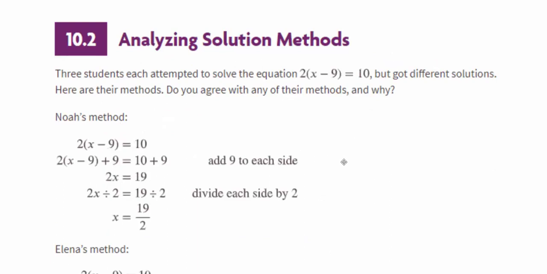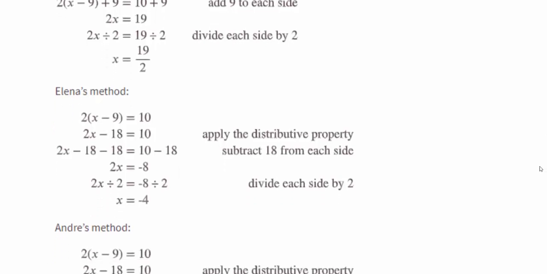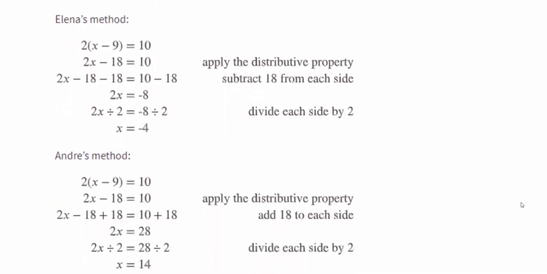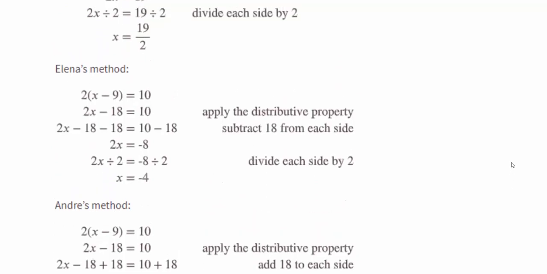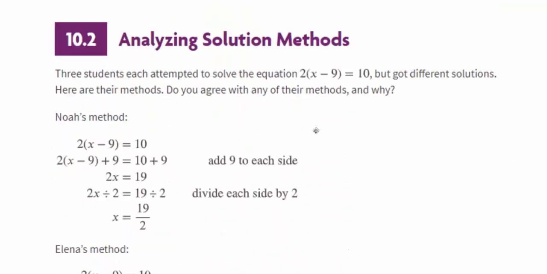So let's look at 10.2. 3 students each attempted to solve the equation 2 times the quantity of x minus 9 is equal to 10. But they got different solutions. So here are their methods. We have Noah's method, Elena's method, and Andre's method. So we're going to go through these one by one and analyze what they did. So let's see what Noah did first. Noah, since he was thinking since you're subtracting 9, he's going to add 9 to both sides.